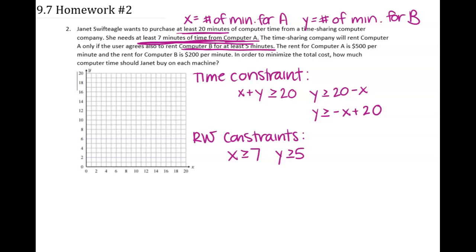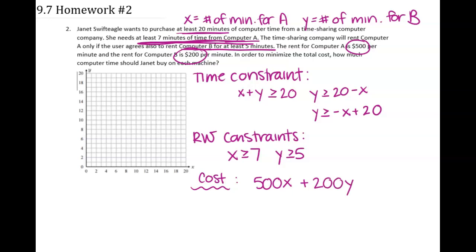And then as far as our cost equation, computer A, $500 per minute, so that's 500 times X, plus $200 per minute for computer B, which is Y. Okay, let's graph.